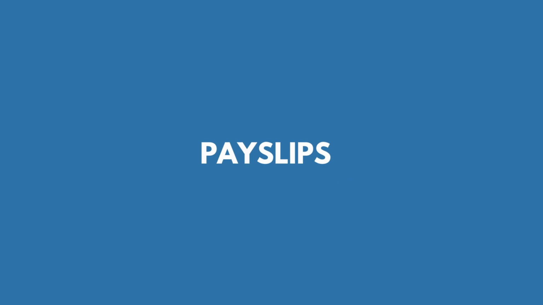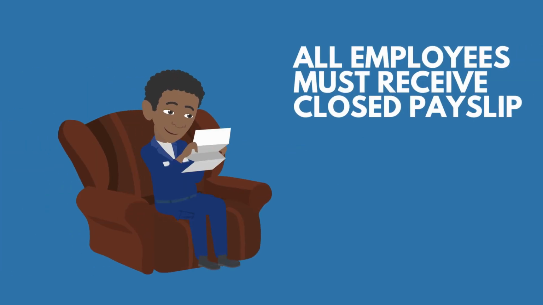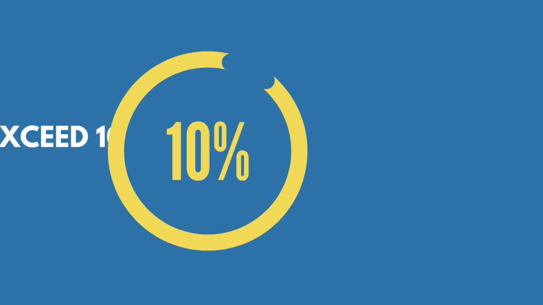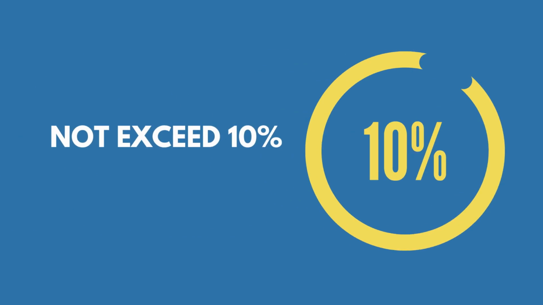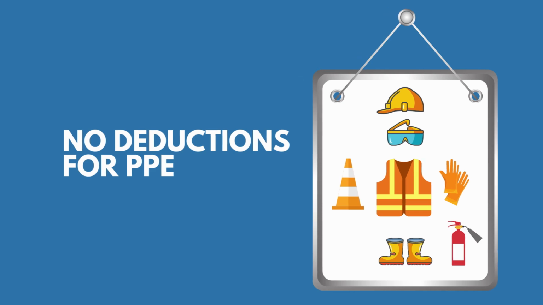Payslips. All employees must receive closed payslips. The information on the payslip must be explained to the employee. When a deduction is made for food or housing provided, it may not exceed 10% of the worker's wage for that pay period. No deductions can be made for protective clothing or any other item of personal protective equipment required by law to protect the worker's health and safety.